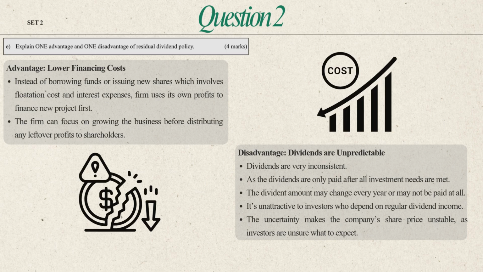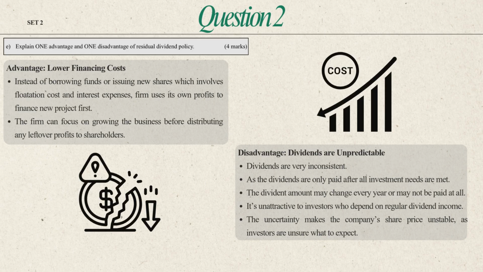One of the disadvantages is that the dividends are unpredictable. The dividend can be very inconsistent because dividends are only paid after all investment needs are met. The amount may change every year or may not be paid at all.